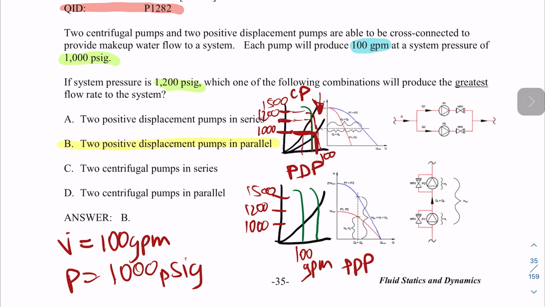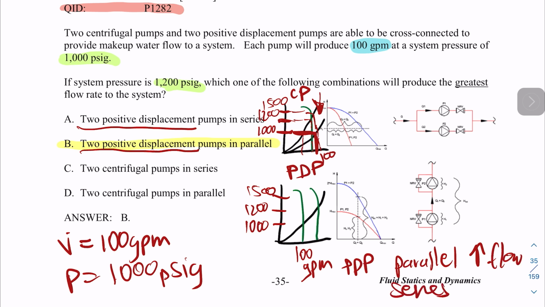So I know that at least my PDP is going to be better than having these two centrifugal pumps in here. If I have two pumps in parallel, having two pumps in parallel is going to give me a higher flow rate than having them in series. So parallel gives me high flow. Series gives me high pressure head, right?